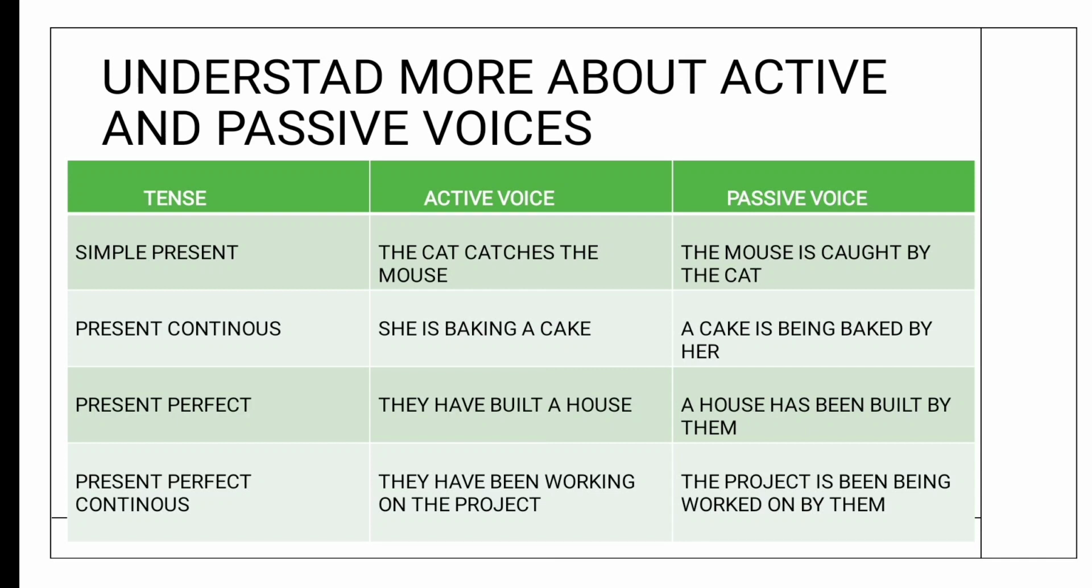Next, present perfect. They have built a house. They have built a house. So what is the normal formula, the active voice formula of present perfect tense?